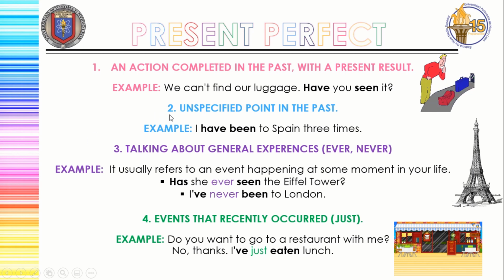Number 2. Unspecified point in the past. For example, I have been to Spain 3 times. So at some unspecified time in the past, I went to Spain.